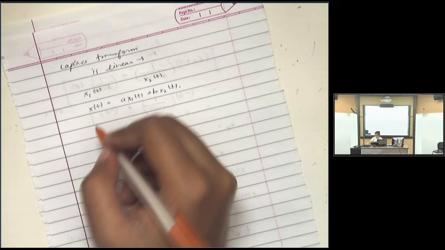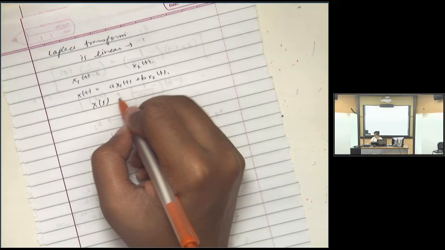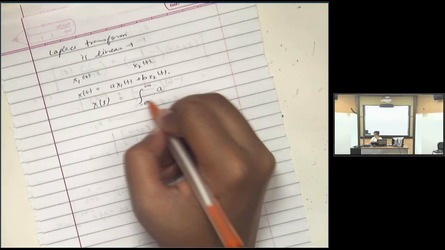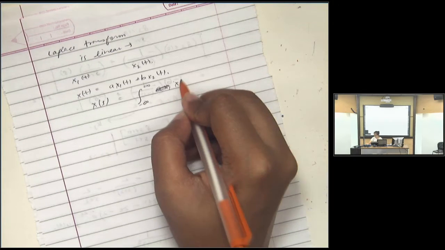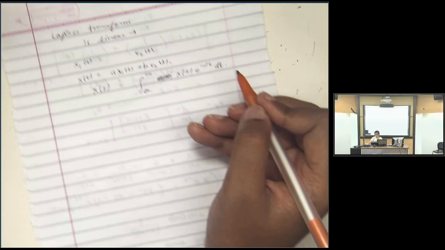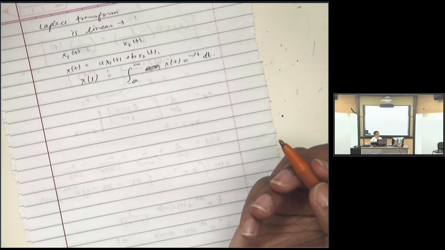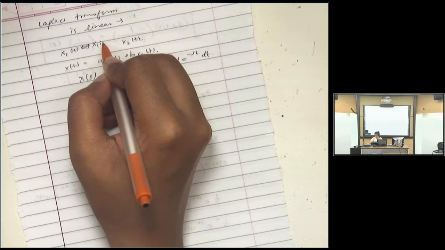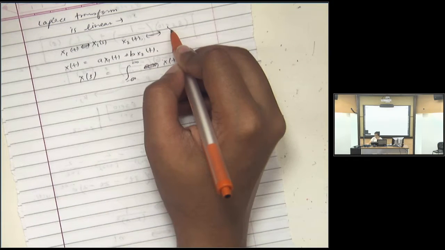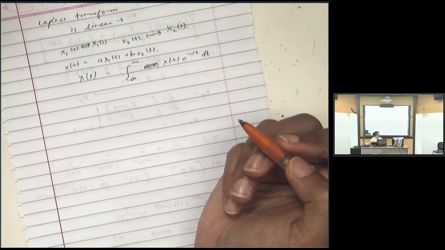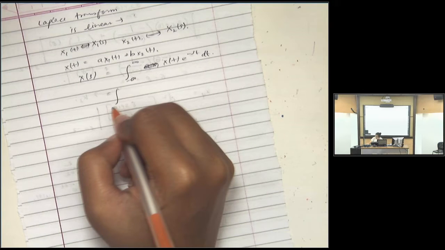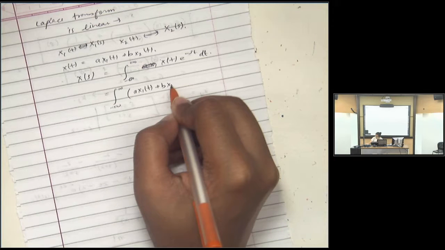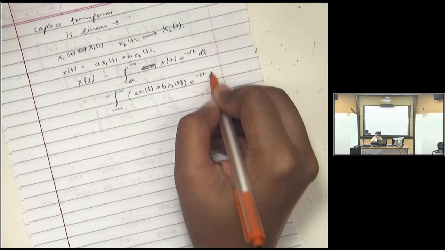So my X(s) equals the integral from 0 to infinity or minus infinity to infinity. Let's take bilateral. That's my Laplace transform formula, right? And x1(t) has its Laplace transform X1(s), and x2(t) has a Laplace transform X2(s). Now we'll write this as the integral from minus infinity to infinity of (a x1(t) plus b x2(t)) e raised to minus st dt.